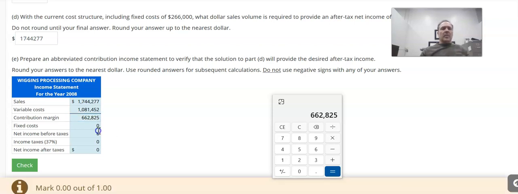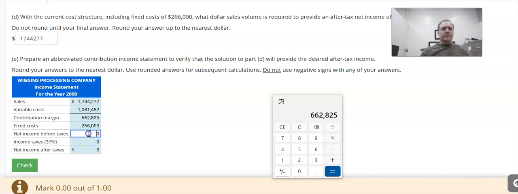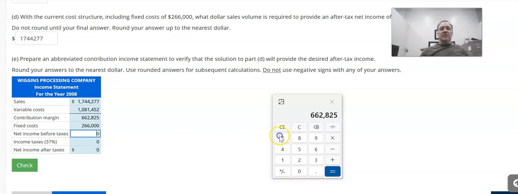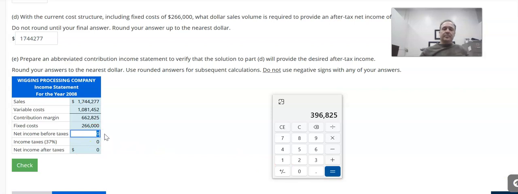Okay. Our fixed cost, that was a number that was provided to us as being $266,000. So now we can get our net income before taxes because we've accounted for all of our variable and all of our fixed costs. So since I've already got this number on the calculator, I'm now going to subtract $266,000 from it. And that's going to give me a net income of 396,825. Okay.